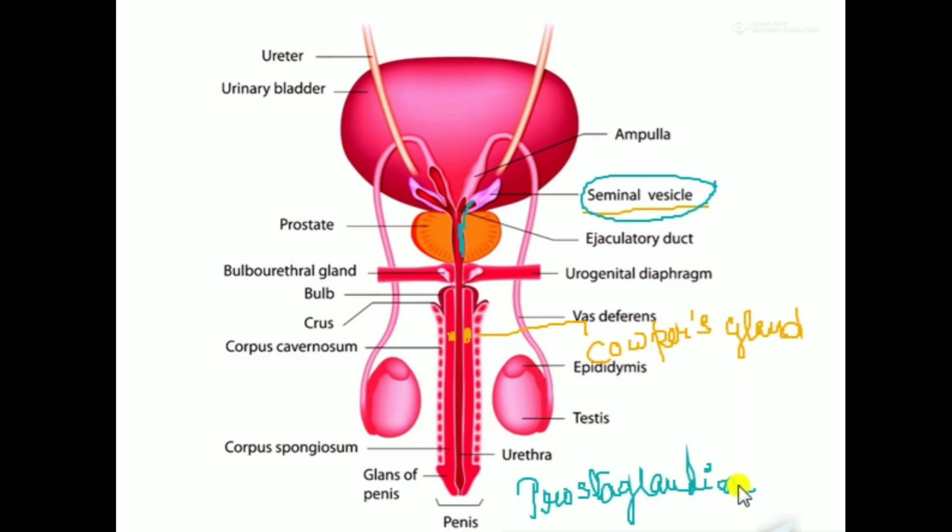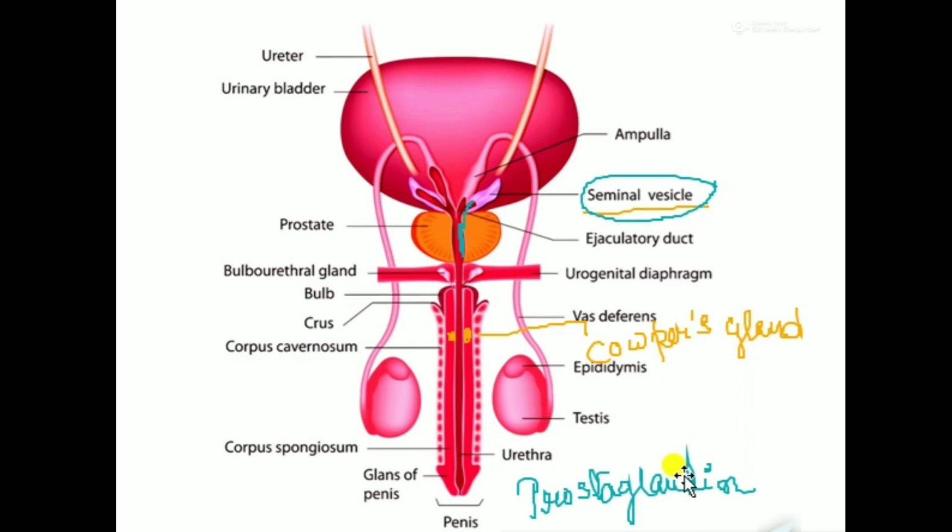What is the function of prostaglandin? It activates the sperm and helps in contraction in the male reproductive tract, which helps the sperm to swim to the fertilization site. That means seminal vesicle plays a major role in fertilization, because it activates the sperm and helps it reach the fertilization site.